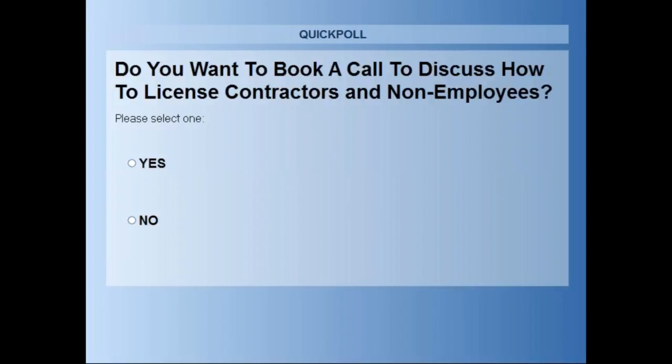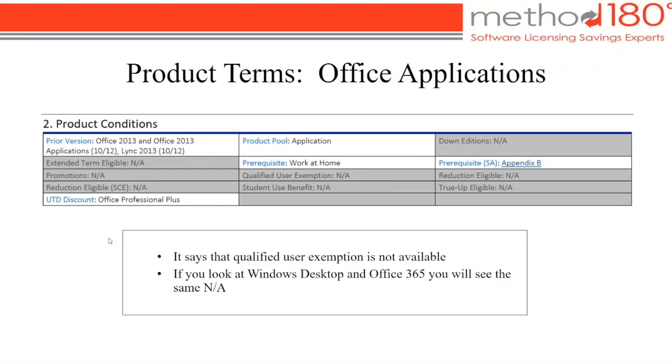Okay. So the next thing you would then do is go and look at the product terms themselves for the product. I pulled up an example of Office applications here. What you'll see is something that says qualified user exemption. That's what we're looking for, but it's not applicable, right? There's nothing there, so nothing very helpful for us. If you go and look at Windows Desktop OS or Office 365, you're going to see the same. Sorry, I didn't realize you couldn't see my screen while the poll was up, Sean. Just let me know.